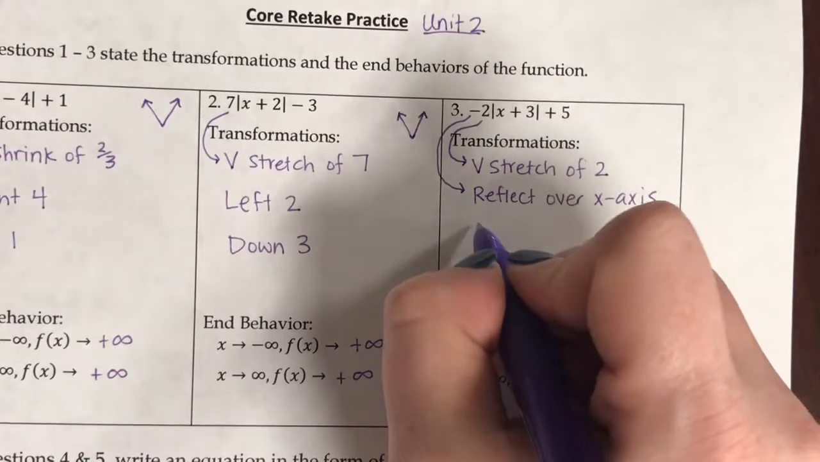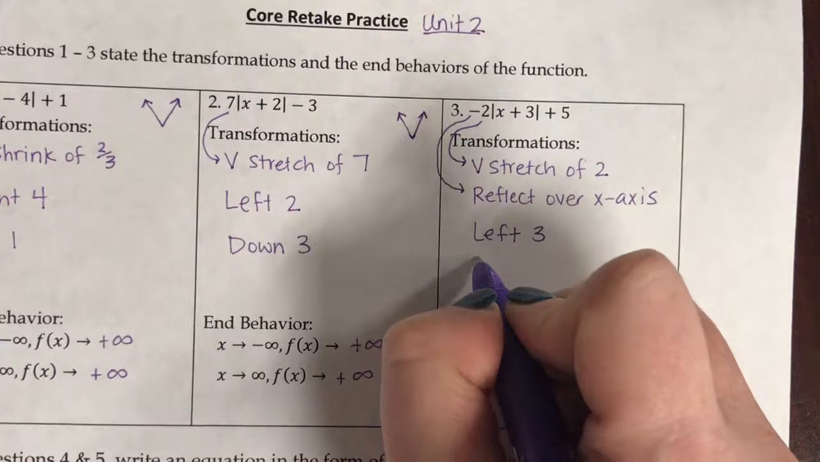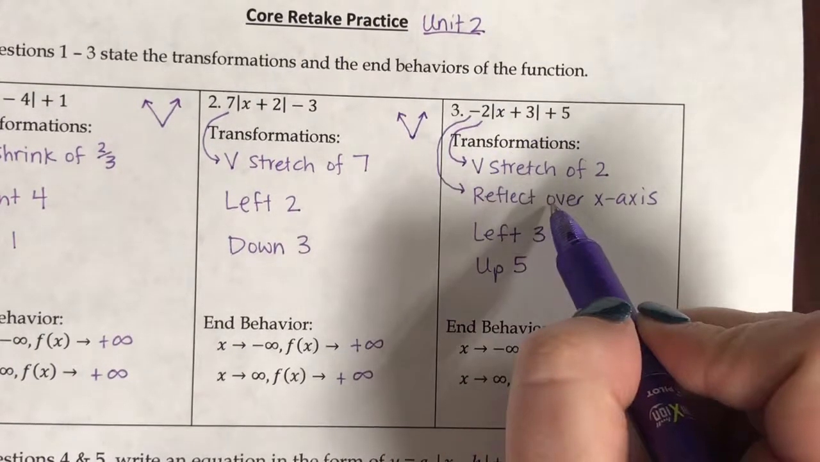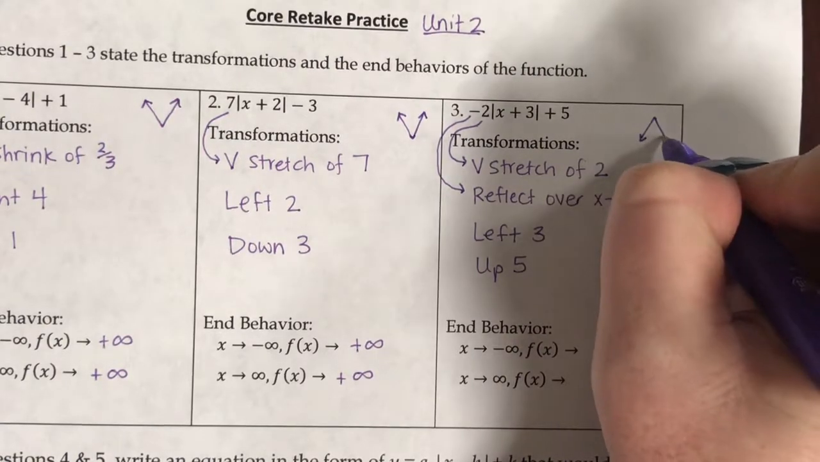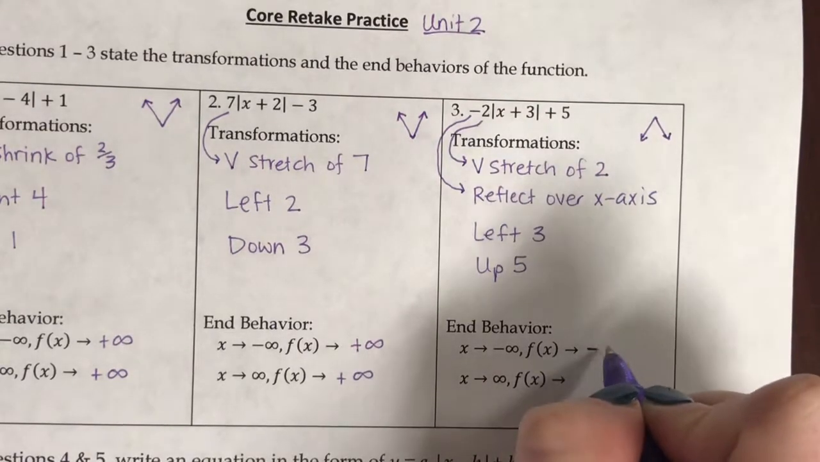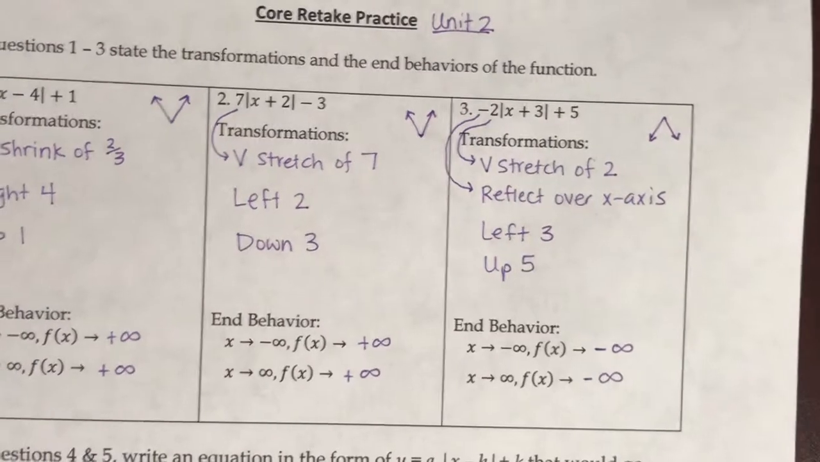X plus 3 means that we're going to the left 3, plus 5 is a shift up 5. Since there's a reflection over the x-axis, that means that our V shape is now opening down, so our end behavior will go to negative infinity on both sides.